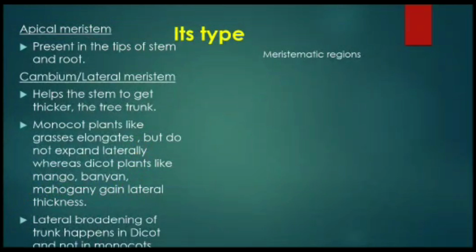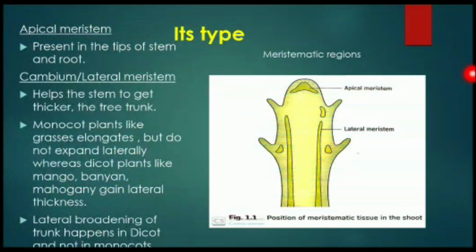The lateral broadening of the trunk means the trunk of a tree becomes thick just because of the lateral meristematic activity. Now in this picture, just see that this is the apical meristem. This is the region where apical meristematic cells are present. Here is the region where lateral meristems are present.